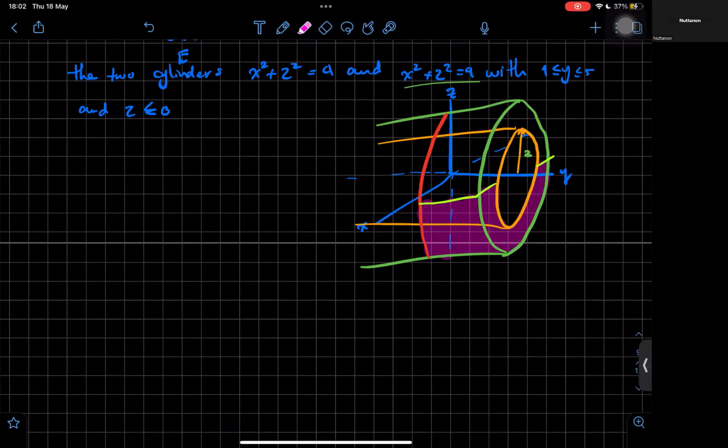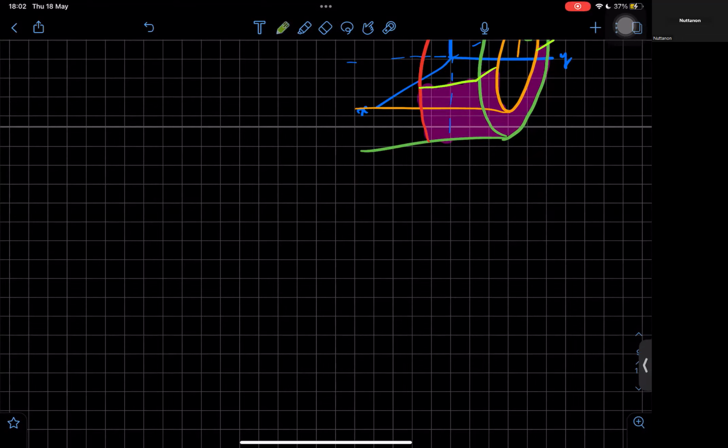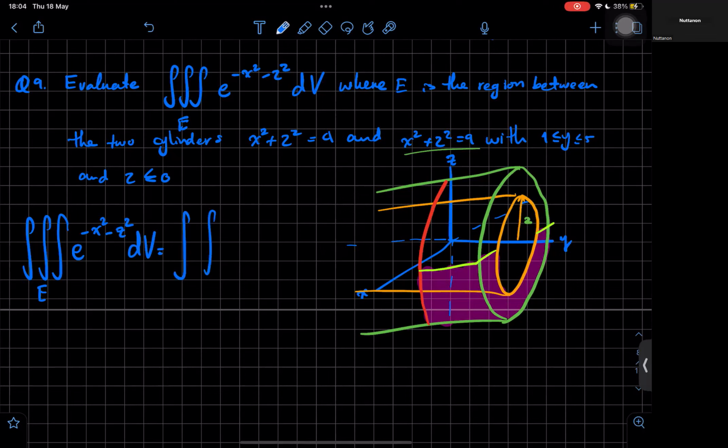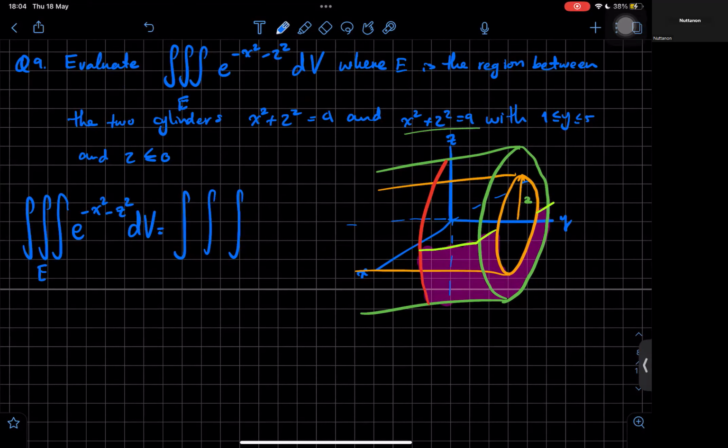So in this case, the integral of e to the minus x squared minus z squared dV will equal, when you do the cylindrical coordinates, you're going to have one in the xyz. In general you can use x, y, or z, but in this case, if you see the cross section, yz is going to be the circle, so we need to get rid of the y. We want to preserve the circle, so we get rid of y, so for this one I will use dy.